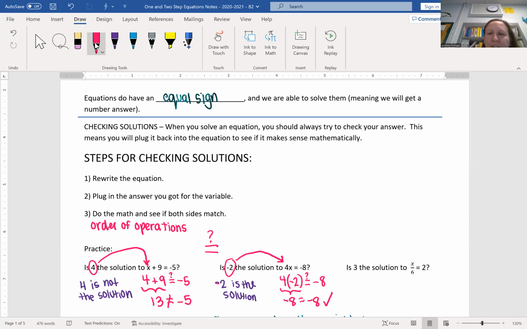And the last one, is 3 the solution to x/6 = 2? We're going to take that 3 and plug it in for our x. So 3/6, does that equal 2?